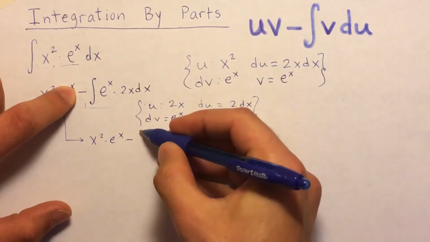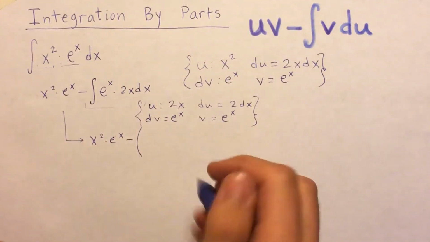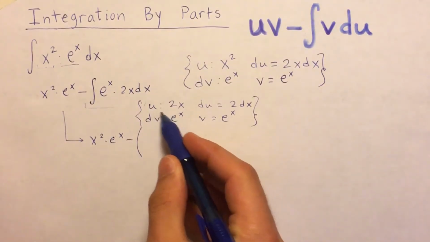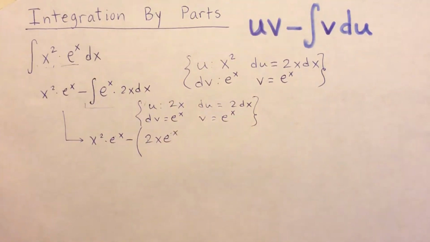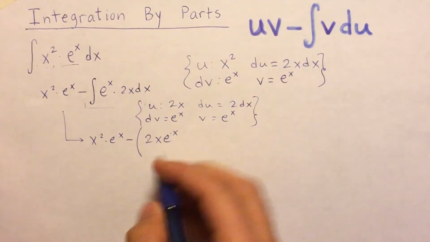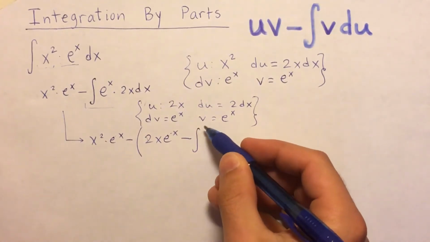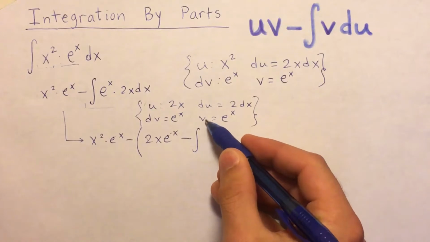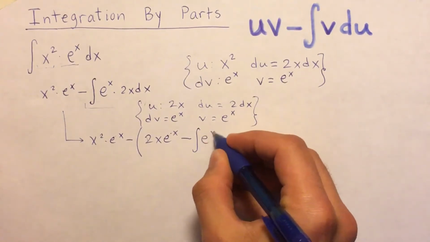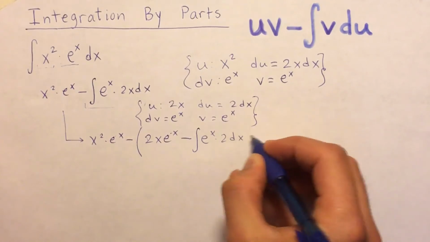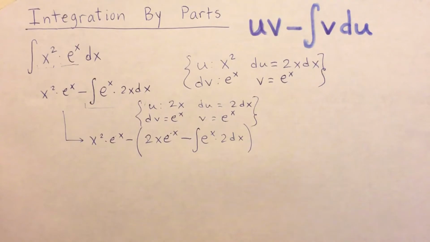So now we have minus, and now we have this formula all over again right here. So minus uv, we have another uv here. This would be 2x e to the x, so 2x e to the x minus the integral of v du. V du would be e to the x times 2 dx, and then that's it.